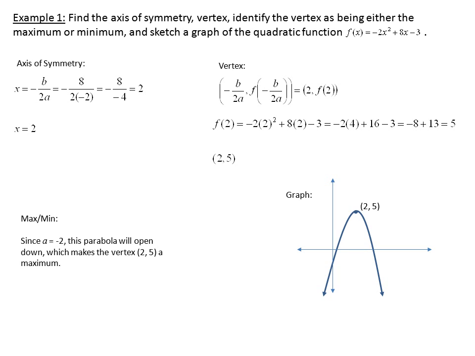Since our a value was negative 2, which is less than 0, this parabola will open down, which makes our vertex 2, 5 a maximum. To make a quick sketch of this graph, all we have to do is plot the point 2, 5 on the xy plane and draw a parabola that opens down.